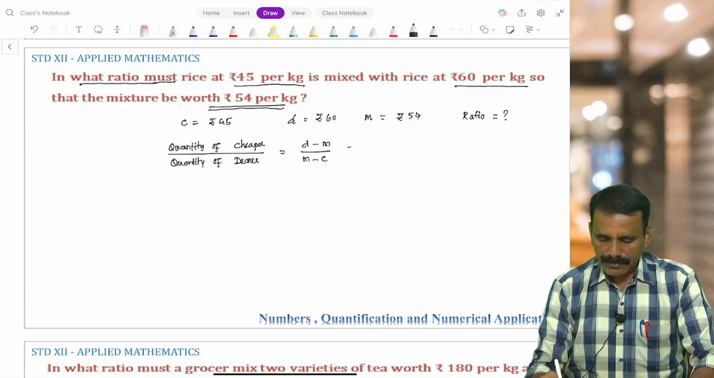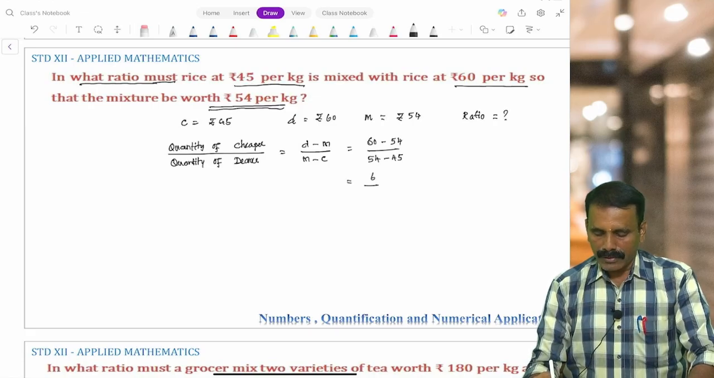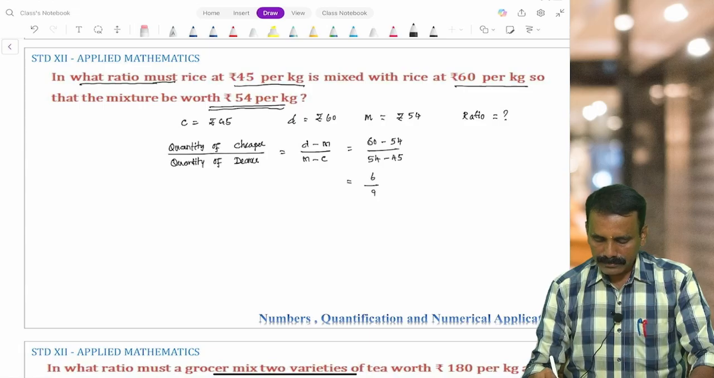So we substitute. Dearer value is 60 minus mean value. Mixture value will be 54 divided by 54 minus cheaper value is 45. And it is taken as 60 minus 54 is 6. 54 minus 45, 9. Which is nothing but 2 by 3. So the ratio of the two products is going to be 2:3.